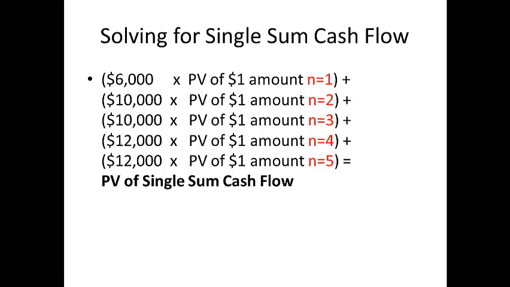To figure out the present value of $1 amount for each of the following years, we have to know what number it is. The first year was 1, so n is going to be 1. Second year was 2, so n is going to be 2. Third year was 3, so n is going to be 3. Fourth year was the 4th, so n is going to be 4. And the fifth year was the 5th, so n is going to be 5. It goes in sequential order. That's why it goes n equals 1, 2, 3, 4, 5, and does not skip any numbers.